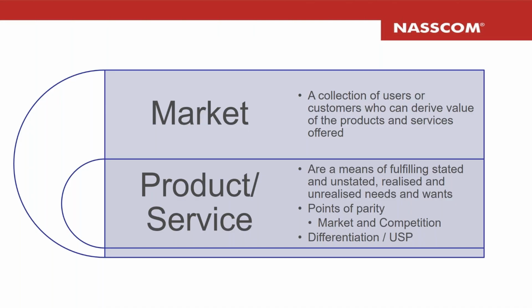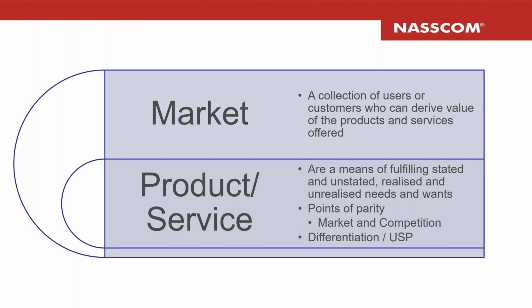Just a quick recap on this aspect. The market itself can be a collection of users or customers. The main aspect is, how do these people derive value from what you offer? And when it comes to the product itself, whether it is a product or a service, you need to see how you are fulfilling the stated or unstated needs and wants that a consumer has. Whether you're in a consumer market or a B2B market, not everything is a stated need, and you definitely need to understand that and see how you can fulfill it. So every product will have its points of parity.